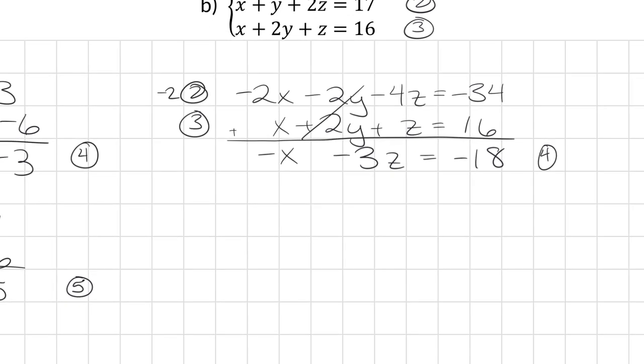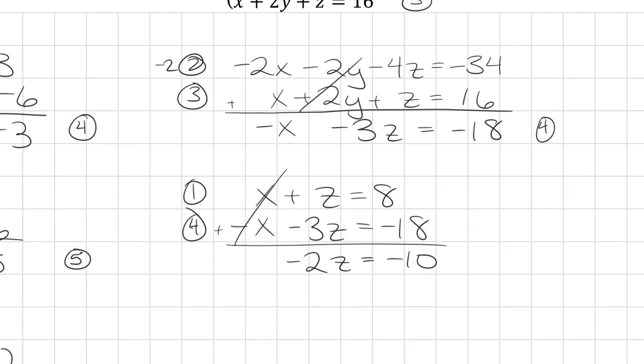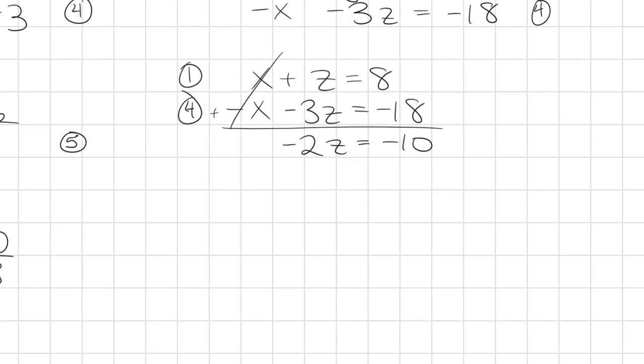So in this question now, we're going to do equation 1 and equation 4. No changes. They're already going to eliminate something. So we would have x plus z equal to 8 and -x minus 3z equal to -18. When you add these together, your x's are going to cancel out. We have z plus -3z, which is -2z, equal to -10. Divide by -2 on both sides, we get that z is equal to 5.